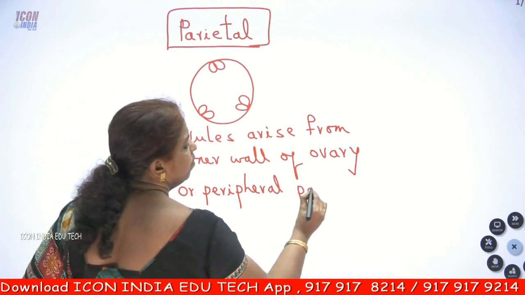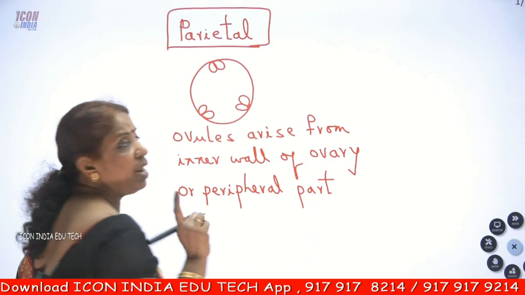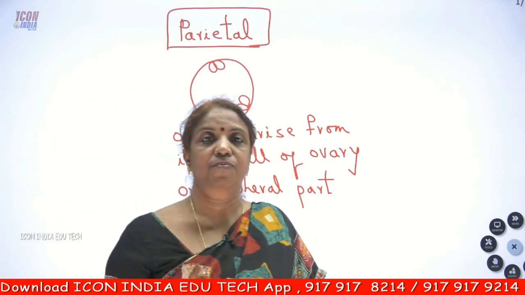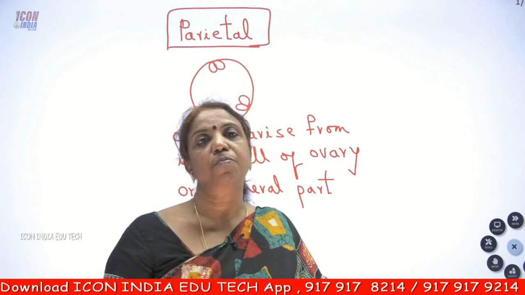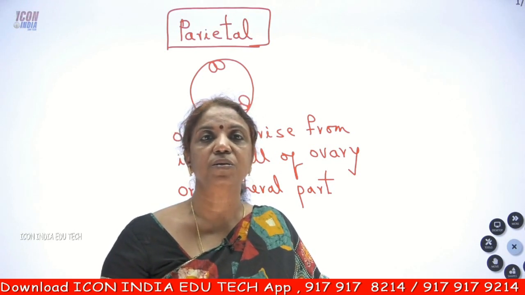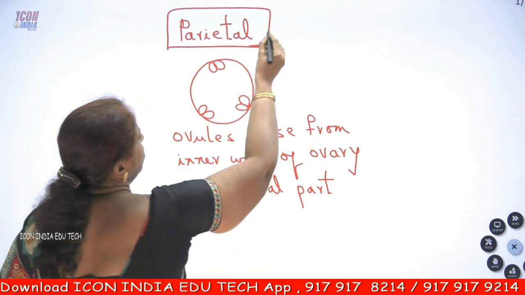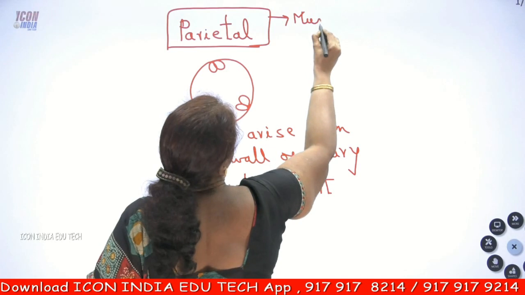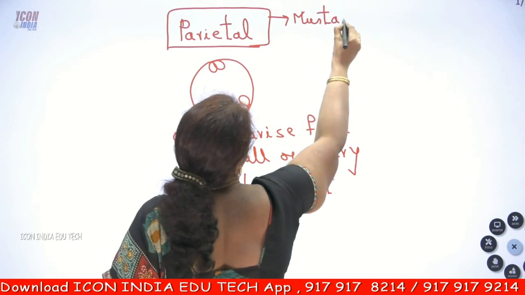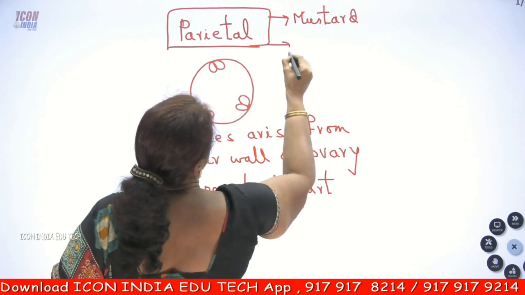So what are the examples? At least we mention one example, but read two examples. If you forget one, one is enough. So you learn two examples: mustard and argemone.